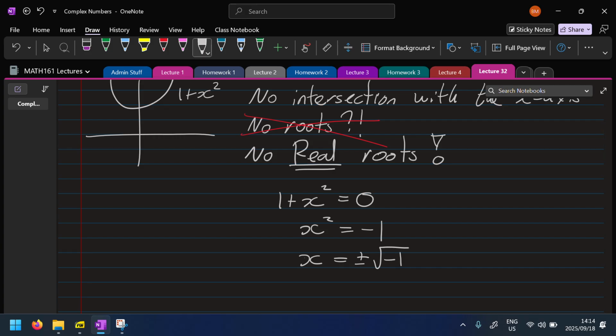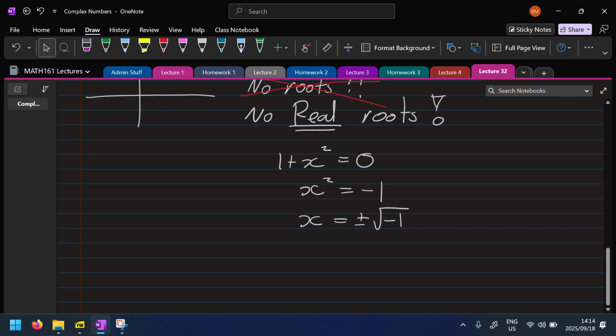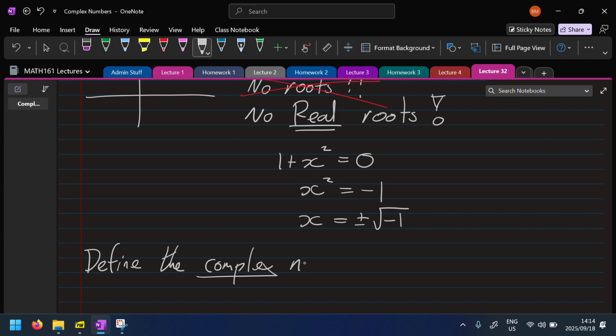Now, so far from high school and first year and second year, this would be invalid, right? You can't take the root of a negative. However, for complex numbers, we're going to define this root of minus 1 as a separate number. So we define the complex number. So we're not working with real numbers anymore. We're working with complex numbers. So we define the complex number i.